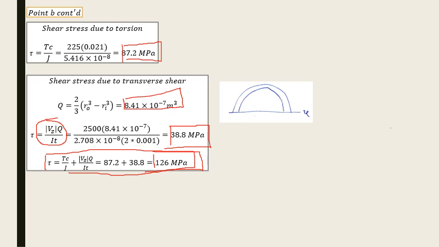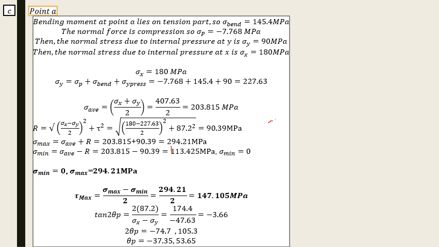126 Pascal. Principal stresses at point A and point B. This is point A. The first thing that you can do is list all of the known components. These are sigma bending, sigma P, sigma Y pressure, and sigma X. Sigma bending at point A lies on the zero, so this is still positive. This is negative 90, still sigma Y pressure, and sigma X 180.